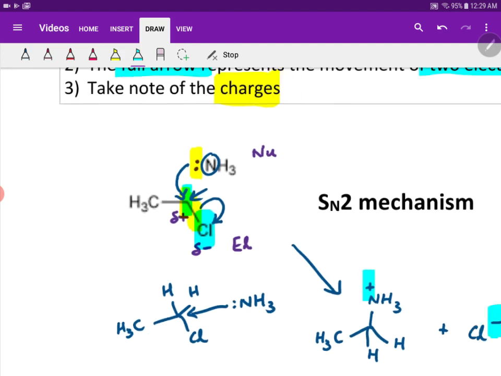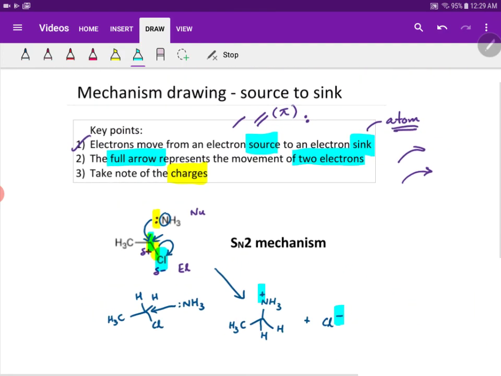So this is how we can do our arrow pushing and draw electrons from the source to the sink, and remember to take note of the charges.